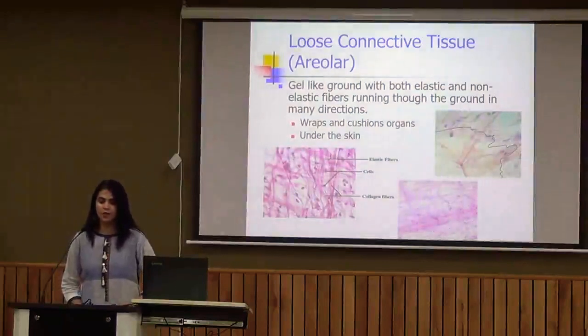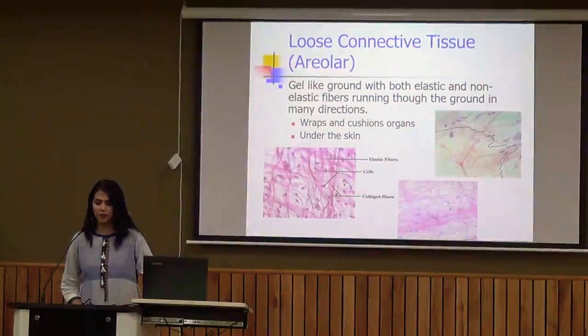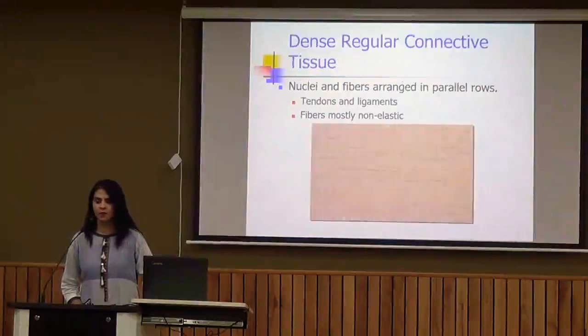The matrix is gel-like ground with both elastic and non-elastic fibers running through the ground in many directions. These are the diagrams of areolar connective tissue. Basically, it helps in repair also, and it fills the space between the internal organs. Now this is the dense regular connective tissue. The nuclei and fibers are arranged in parallel rows. Here we mostly talk about tendon and ligament, and what the function of the tendon and of the ligament is.